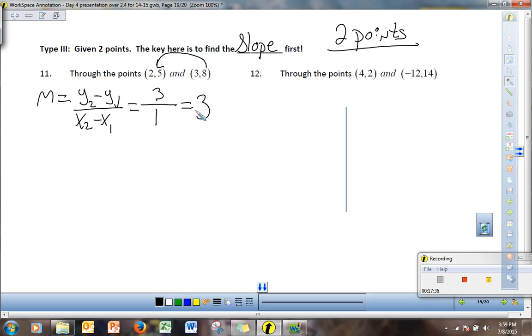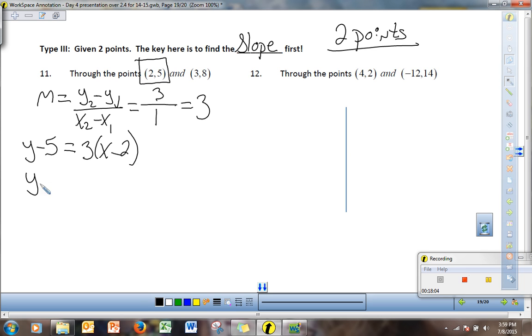Now, our next step is you pick whichever point you want to work with. So I'm going to pick this point right here. And we're going to do the exact same thing that we've been doing. I'm going to go y minus my y value of 5 equal 3 parenthesis x minus my x value of 2.